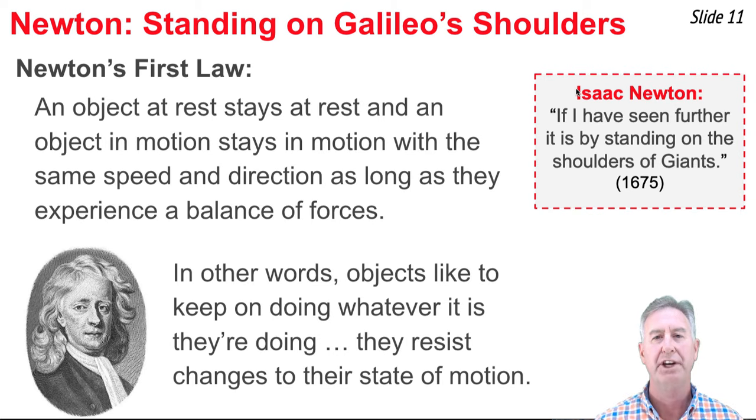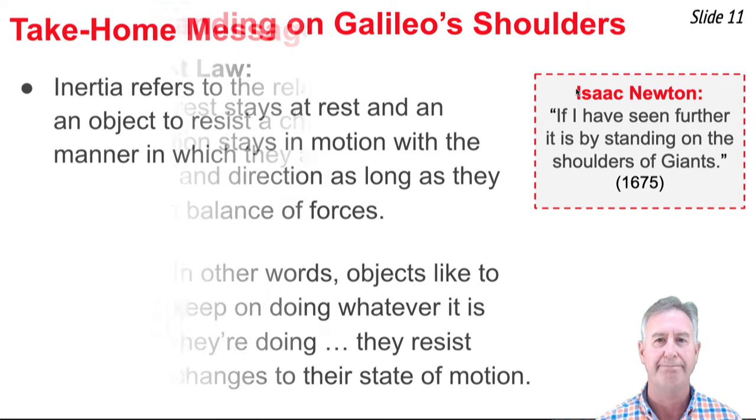Isaac Newton is often credited with saying that if I have seen further, it is because I've stood on the shoulders of giants. And Galileo just might be one of those giants whose shoulders he stood on, because he took Galileo's idea of inertia and extended it to his first law of motion. He said that an object at rest stays at rest, and an object in motion continues in motion with the same speed and same direction. In other words, objects want to keep on doing whatever it is they're doing. They have inertia, the tendency to resist changes in their state of motion.